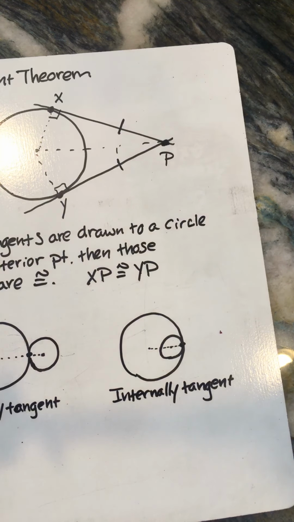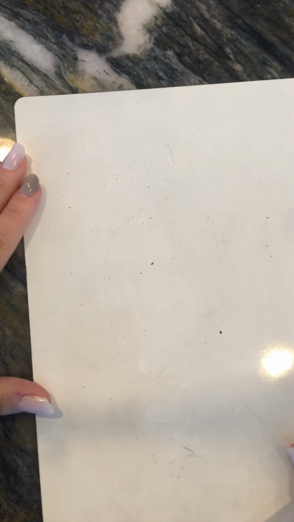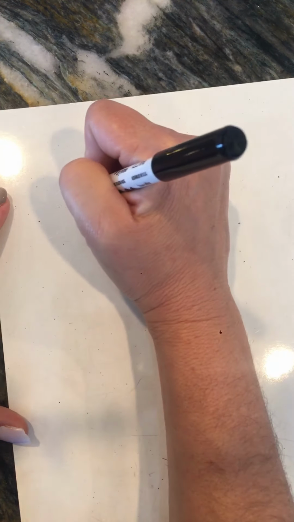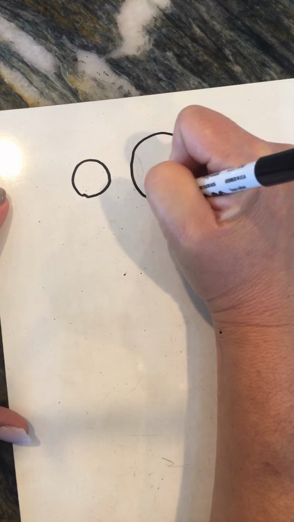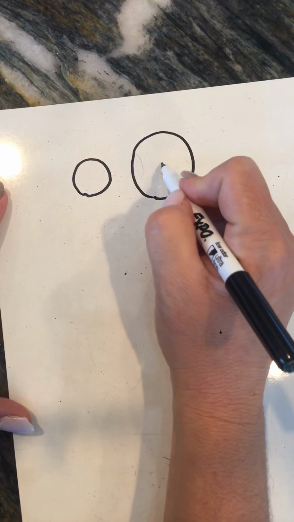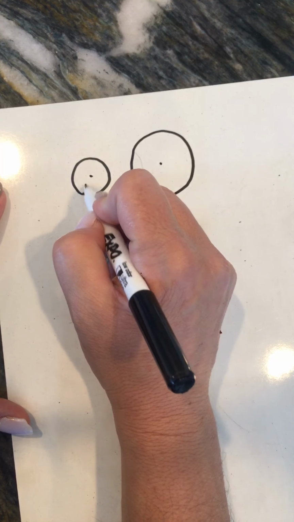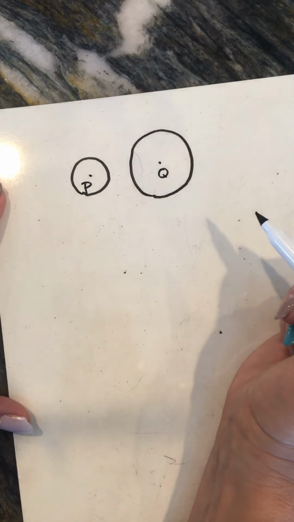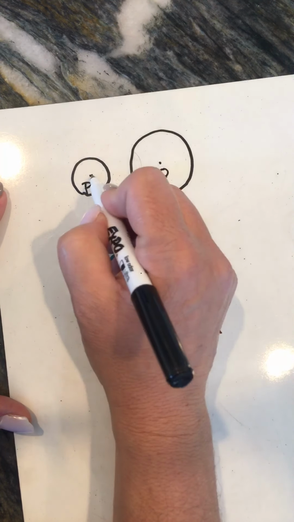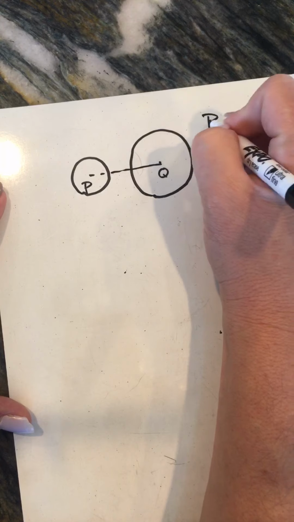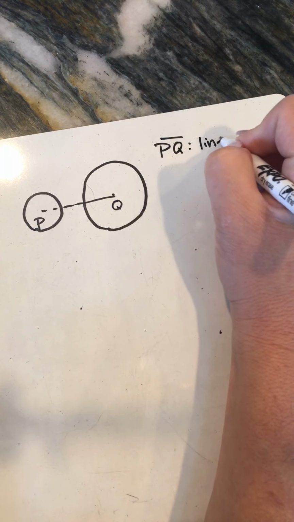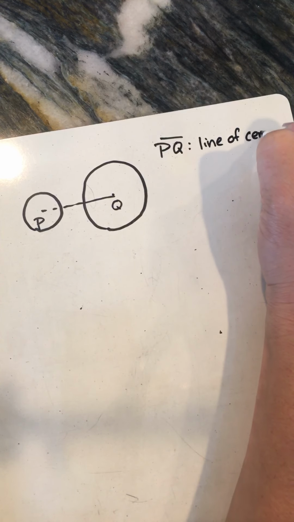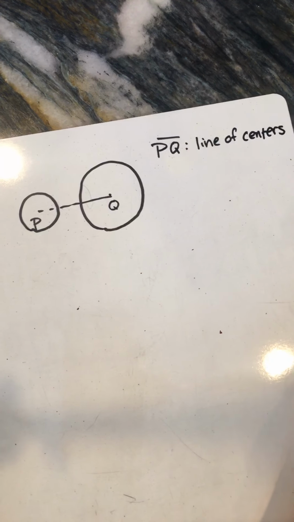All right, we're still doing vocab building. So let's go ahead and talk a little bit more. Let's do two circles. I made one of mine a little bigger than the other. Doesn't really matter. And here are their centers. We'll call them P and Q. And so the line PQ is called the line of centers because it connects the centers.